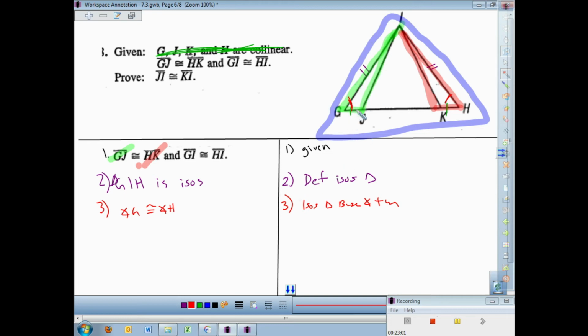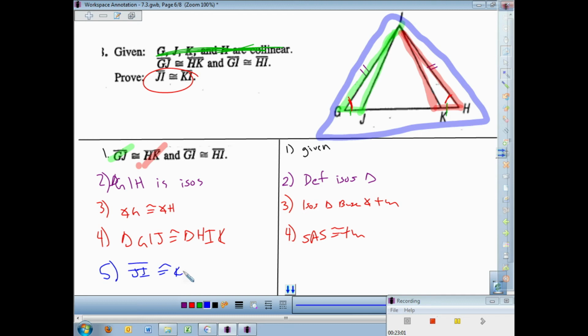So now that I have that, now check it out. Don't I have a side angle side situation going? So yes, I can say that triangle GIJ is congruent to triangle HIK. G goes with H, I corresponds with I, and J corresponds with K. So step 4, that's because of the side angle side congruence theorem. That's rock and roll. And then to prove this, segment JI congruent to segment KI, those are corresponding parts. So I finally get segment JI congruent to segment KI because they are corresponding parts of congruent figures, so they should be congruent.